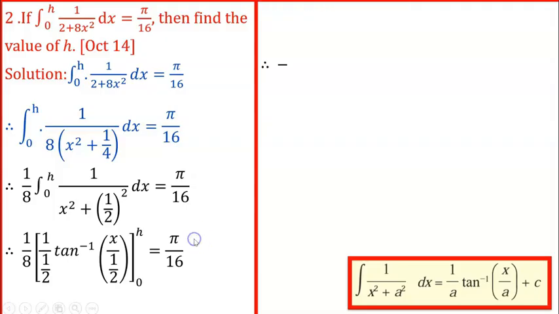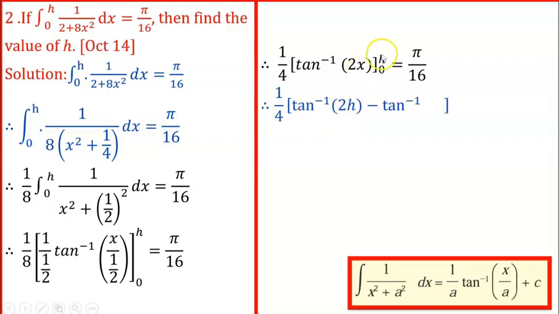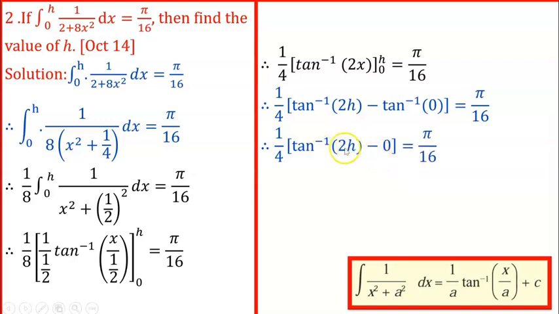After simplification, you will get 8 upon 2, which means you will get 4, times x upon 1 upon 2, multiplied by the reciprocal, you will get tan inverse of 2x. Lower limit is 0, upper limit is h. That is equal to pi upon 16. Substitute the values, that is, x is replaced by h. Tan inverse of 2h minus tan inverse of 0 is equal to pi upon 16. Tan inverse of 0 is 0.